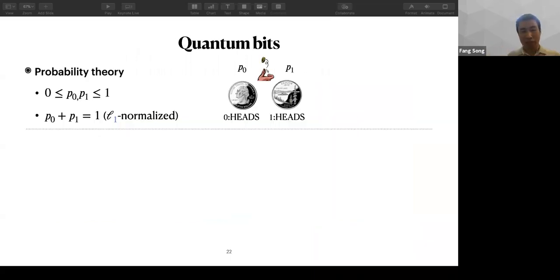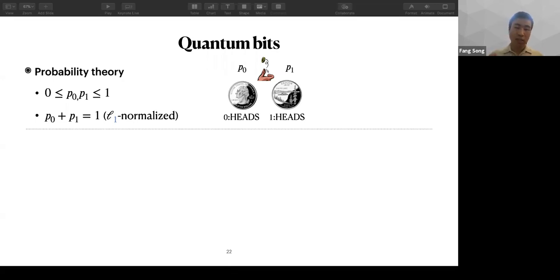Okay, so back to the basics of quantum computing. Well, we all know the basic unit of classical information is a bit, right? 0 or 1, which can be identified with either side of a coin, heads or tails. And also the bit can, in general, be randomized. Namely, it can be the outcome of a coin flip.